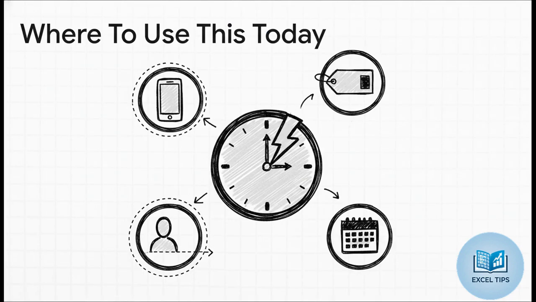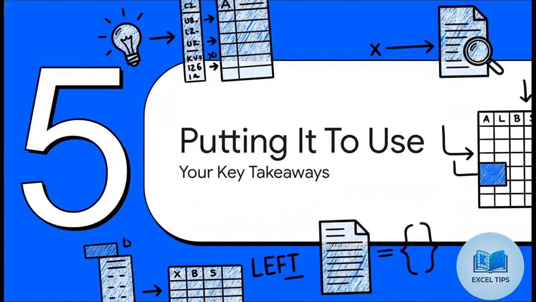So why does all this matter? Well, you can literally use this skill today. Just think about it. You could be extracting area codes from phone numbers, pulling state abbreviations from addresses, parsing product SKUs. You could even grab first names from a list of full names. Anywhere you have data with a consistent structure, the LEFT formula is going to save you an unbelievable amount of time.